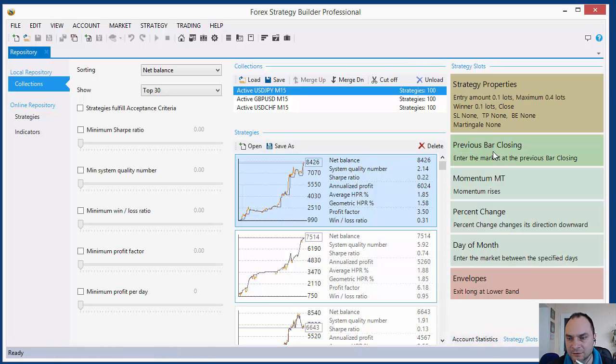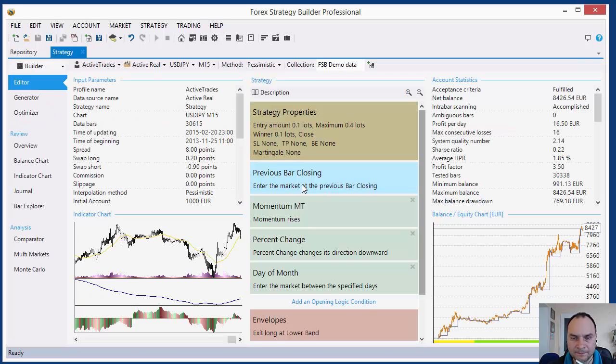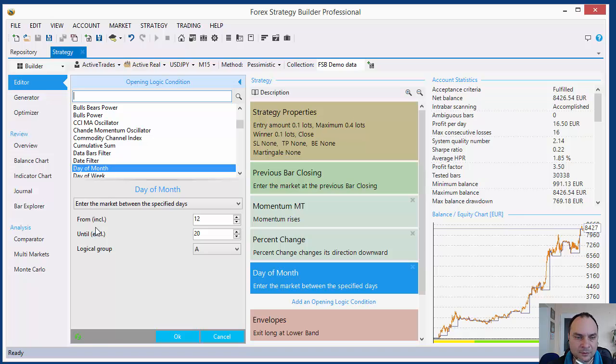Let's see the strategy slots. We're opening at previous bar closing. We have momentum, percent change, day of month. Day of month. Why do I have day of month? Let's open this strategy in a new tab. I'll double click that strategy. Let's see what we have. Day of month. Open. It means enter the market between the specified days, from 12 to 20. So this strategy opens only 8 days. It opens positions only during these 8 days.